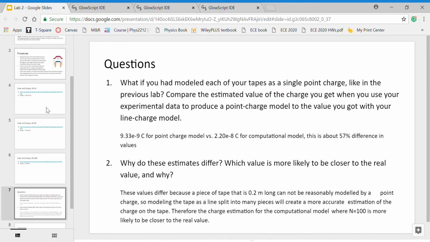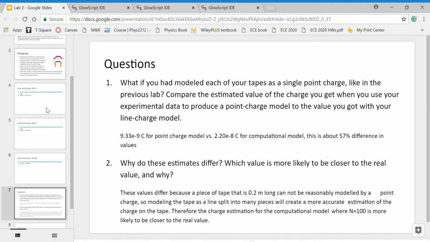Some of the questions posed to us were, what if you had modeled each of your tapes as a single point charge, like in the previous lab? Compare these values. So for the first lab, we got 9.33 times 10 to the negative 9 coulombs for the point charge model. However, in this lab, we estimated that the charge on the tape should be about 2.2 times 10 to the negative 8 coulombs. This is about a 57% difference in values.